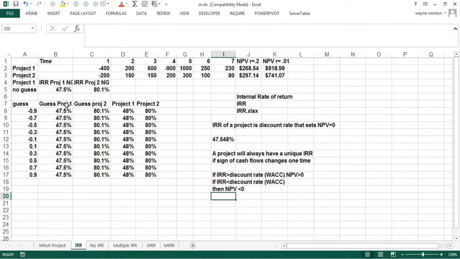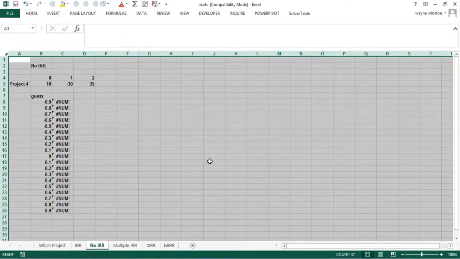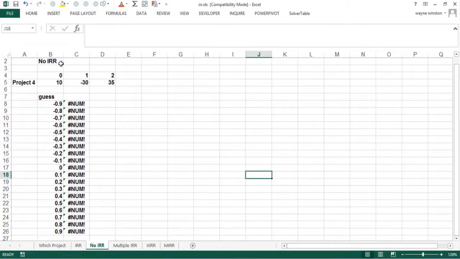Okay, so what are some problems with IRR? You can have a project with no IRR, okay, and these are strange cases that don't really happen very often, but every finance book has its own pathological case. So let's suppose at time 0 your project pays you $10, then you have to pay in 30, and then you get 35. And then if you try different guesses, you get an error because there's no discount rate that will make the NPV of this project equal 0.